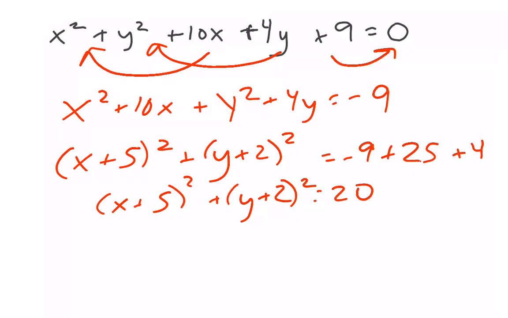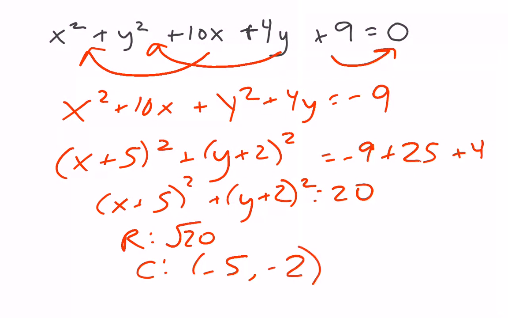Oh no, I don't know the square root of 20. It's okay. It's just going to be the square root of 20. Move on with your life. And my center is negative 5, negative 2. That's all we need to do for equations of circles.